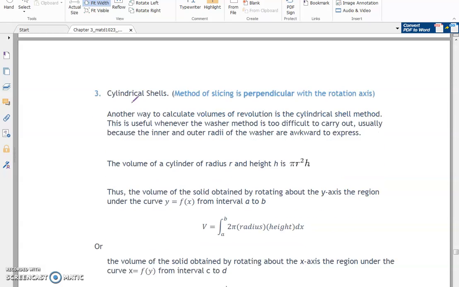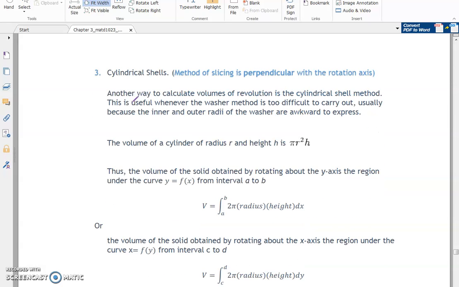Next, in the next topic, we are going to go for the cylindrical shell method, which is the last part of our chapter 3. Okay, see you in the next video.